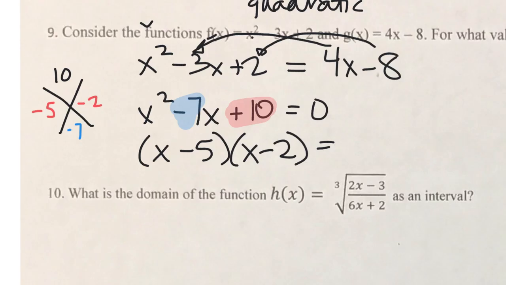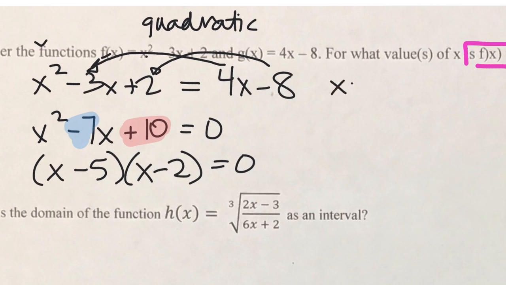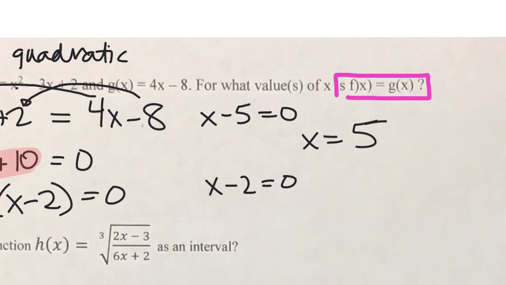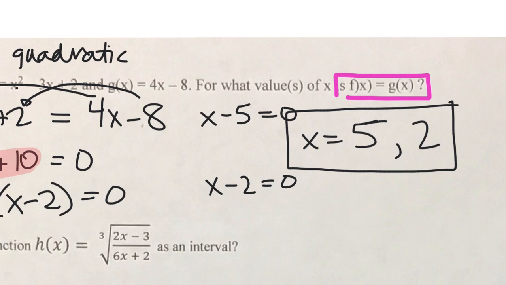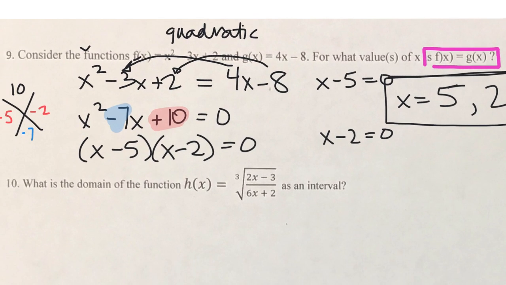So our equation equals 0, not equal to 0, equals 0. So we set each of our factors equal to 0, so x minus 5 equals 0 or x minus 2 equals 0. So x is either positive 5 or positive 2. Those are the two values of x where our equations will be equal. In other words, that's where your graphs cross, at positive 5 and at positive 2.